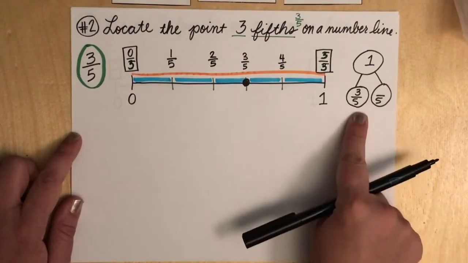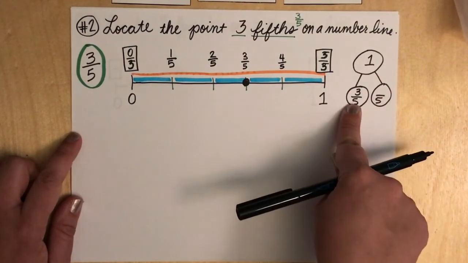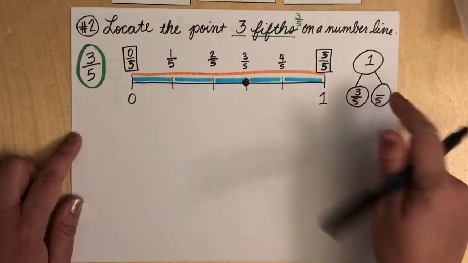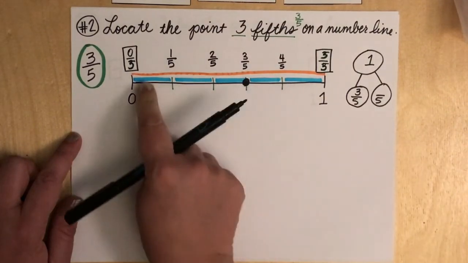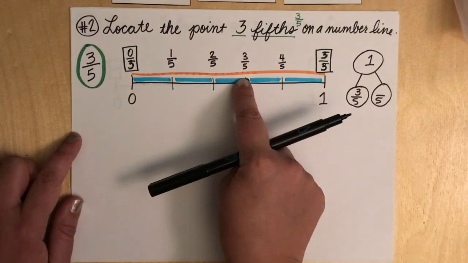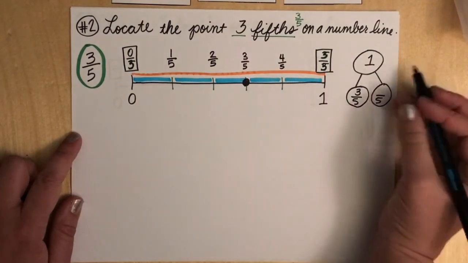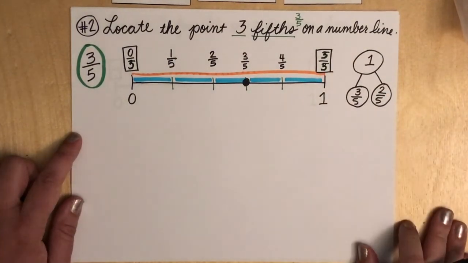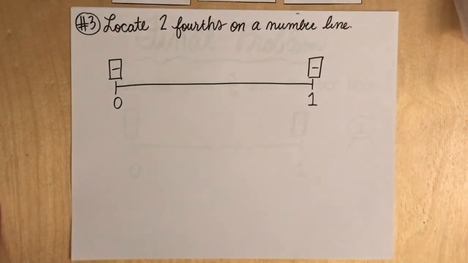And now let's make our number bond. So our 1, we have 3/5 over here. And how many fifths did we not walk? So we walked 1, 2, 3, but we did not walk 1, 2 of our fifths. Let's try another. Okay, please write this down on your notes. Press pause and press play when you're ready.